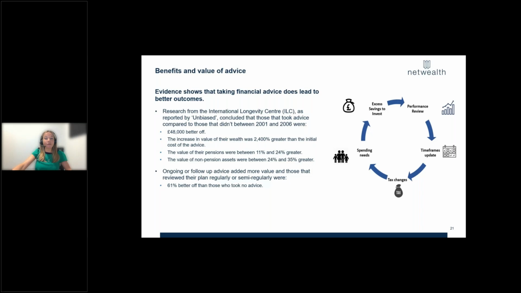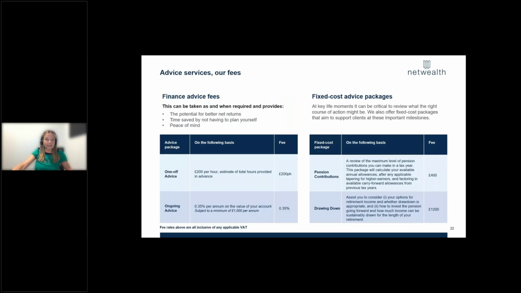And so what are our advisory fees and how do they differ from our competitors? These can all be found on our website, but I thought I'd include them here because I thought it may be of use to you, as I have spent some time talking about it. So there is a one-off advice offering as well as fixed cost packages, and these are shown on the right-hand side of the screen here.